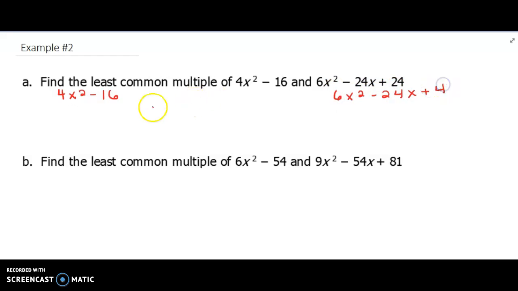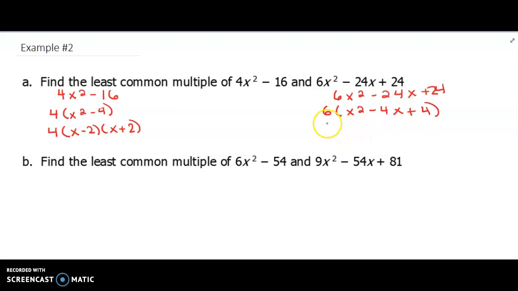So I'm going to take them separated and factor them completely. This would factor to 4 times x squared minus 4. And then x squared minus 4 is a difference of squares, so this is just 4 times x minus 2 and x plus 2. Now over here I could pull the 6 out and get x squared minus 4x plus 4. And then I would have x minus 2, x minus 2. These both are fully factored.